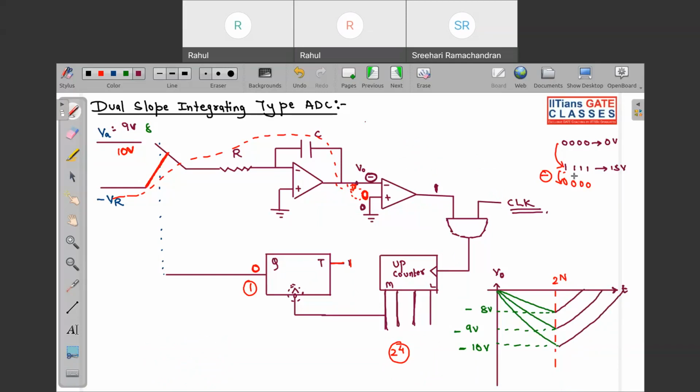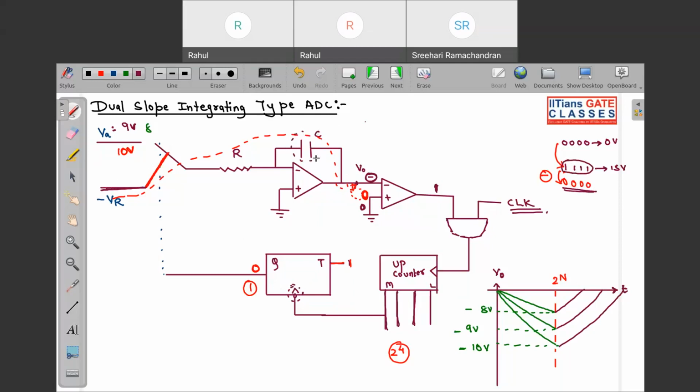See, at this point, what happens? I told you the next state will be 0 0 0 0. The moment this is 0 0 0 0, what will happen? This toggle flip flop will get a negative edge. Due to this negative edge, this switch will be connected to minus VR, and the moment this is minus VR, this capacitor will start to discharge.